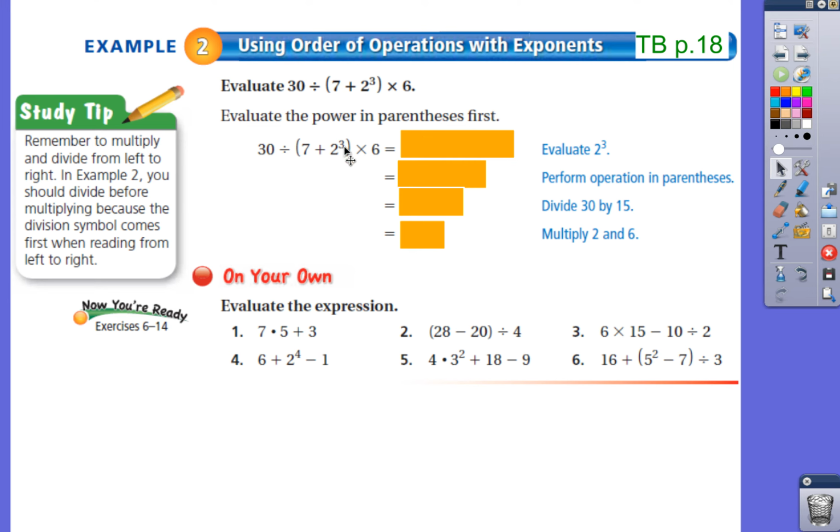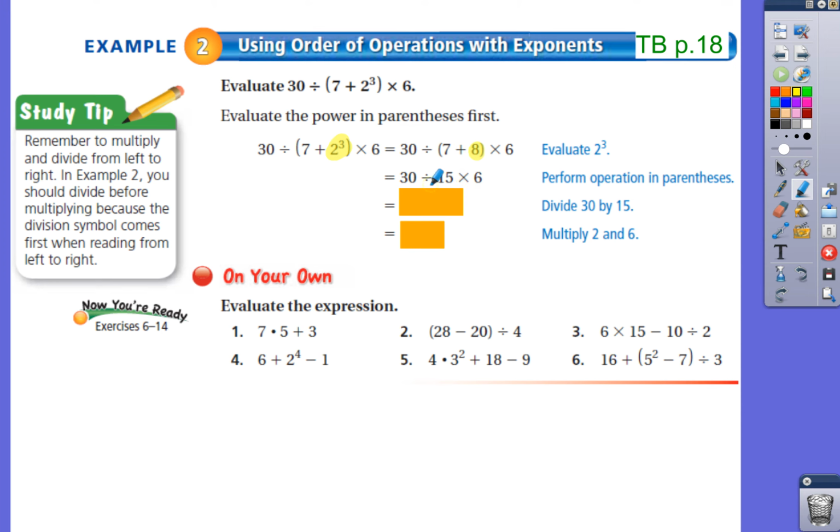So I know that 2 to the third power means 2 times 2 times 2. That's going to give me an answer of 8. So let me just highlight the 8 right here. I did the 2 to the third power and I got 8. Next step is parentheses. So I'm going to take a look. 7 plus 8 is 15. So I'm now going to have 30 divided by 15 times 6.